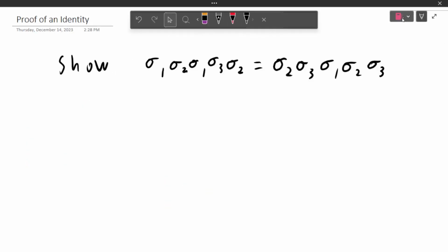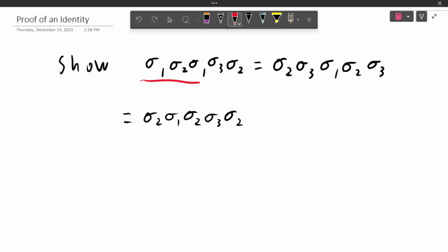So the last thing I want to talk about is we can use this kind of abstract language to prove some identities. We might have an identity like this one here. And if we use a 3-string identity on the first 3 elements here, notice that we get sigma 2, sigma 1, sigma 2, sigma 3, sigma 2. But then, if we apply the same 3-string identity on the second set of 3 elements, then we get sigma 2, sigma 1, sigma 3, sigma 2, sigma 3.